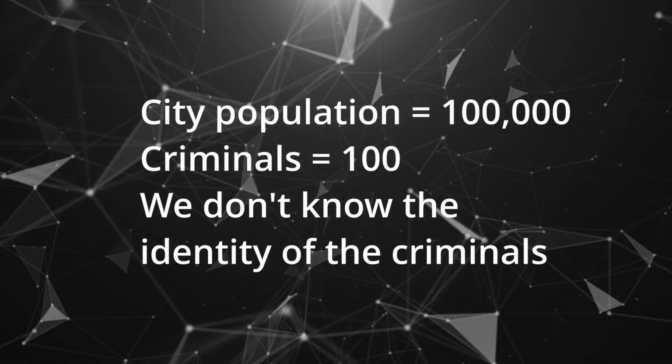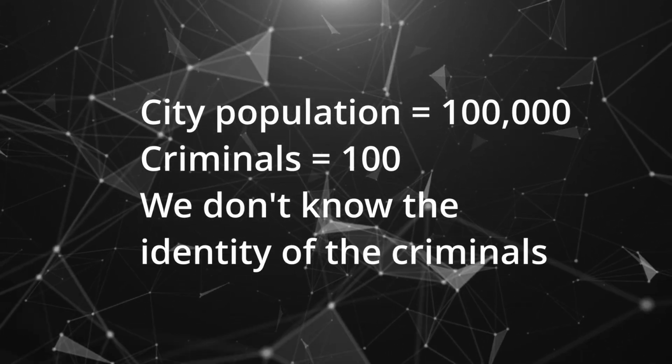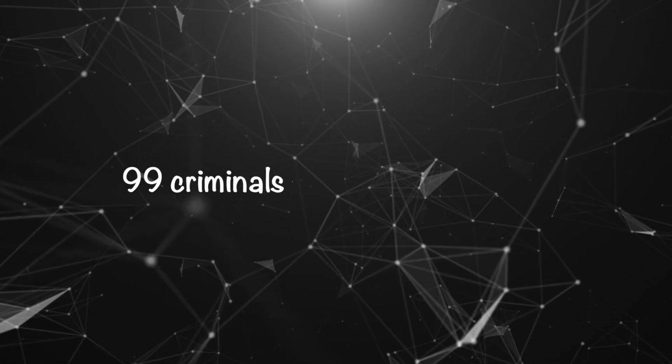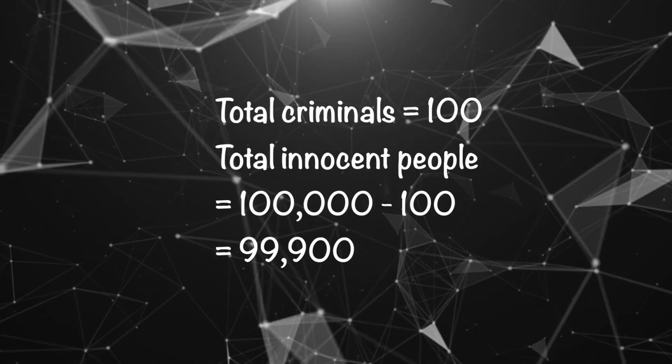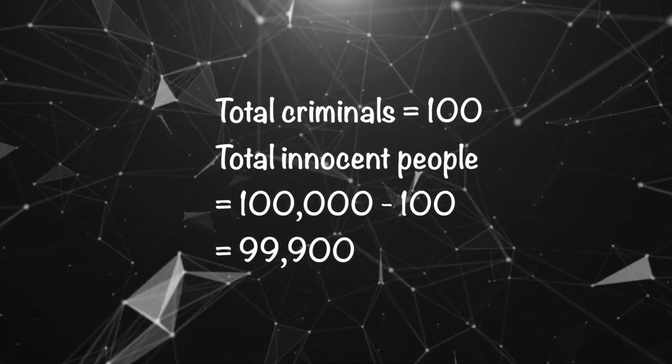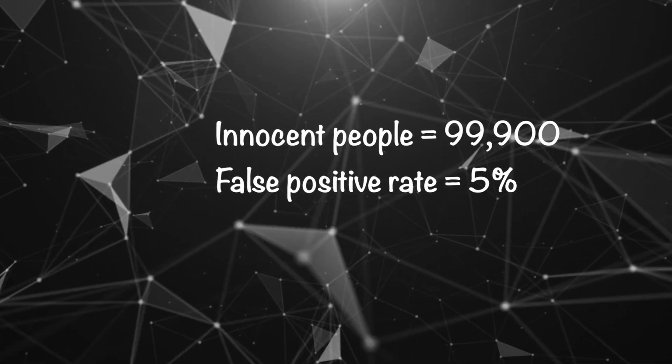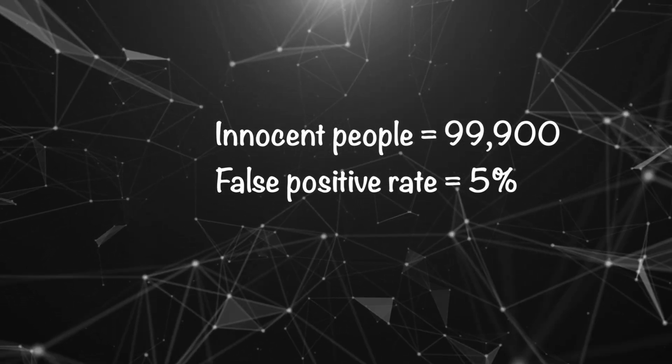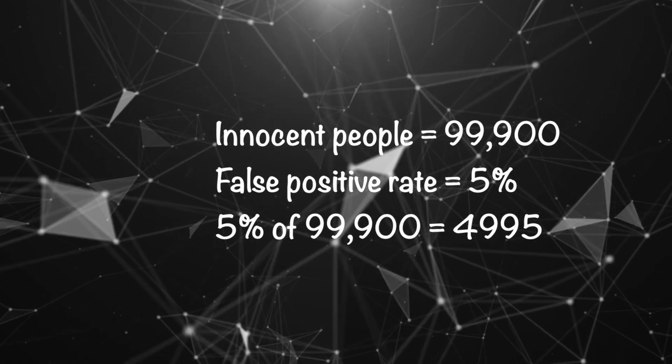Suppose a city has 100,000 people and 100 of them are criminals. Now we don't know which ones are actually criminals, so we put everybody through the test, right? Since the accuracy is 99%, we are definitely going to catch 99 people as criminals, the correct criminals, from 100,000 people. So now we have 99,900 innocent people in the city, and the false positive rate is 5% of the innocent people, which is 4,995 innocent people who were also caught by this device as criminals.